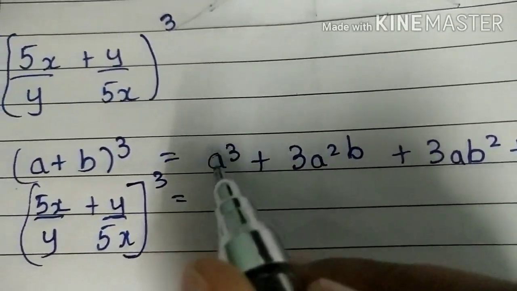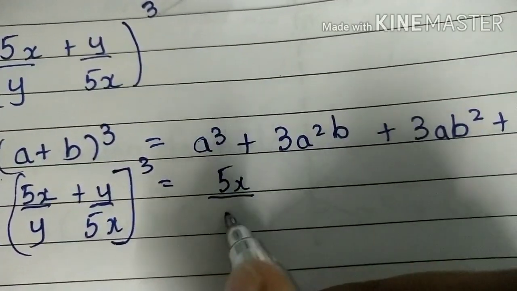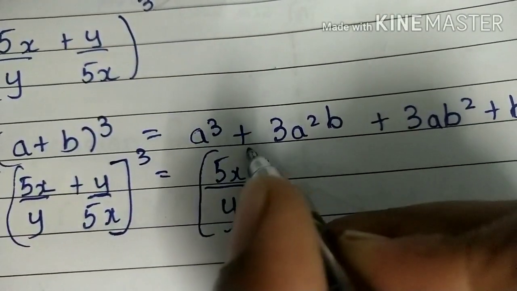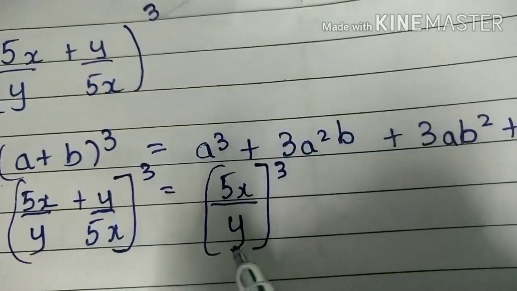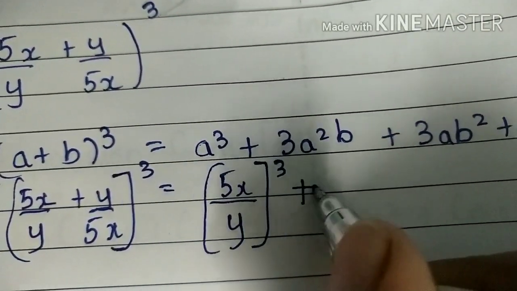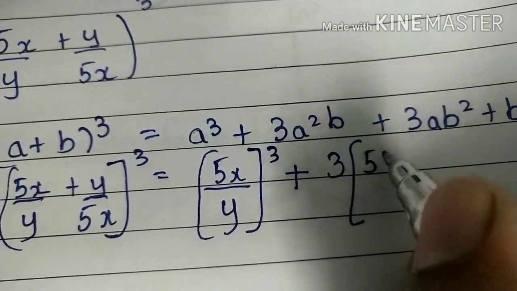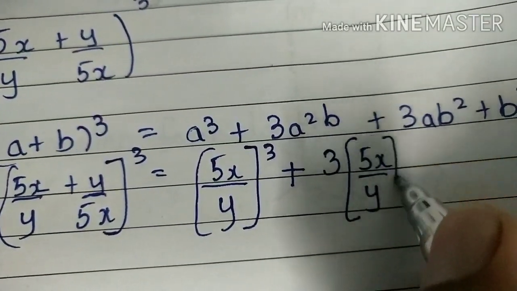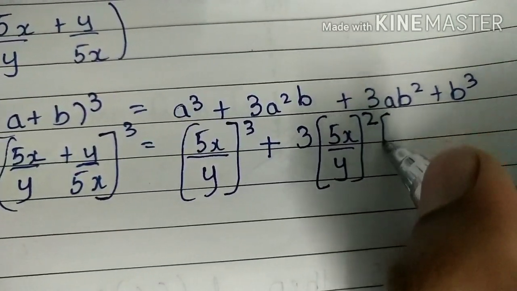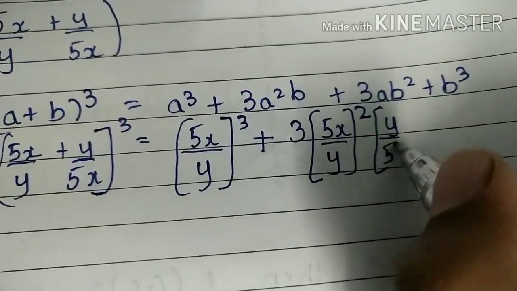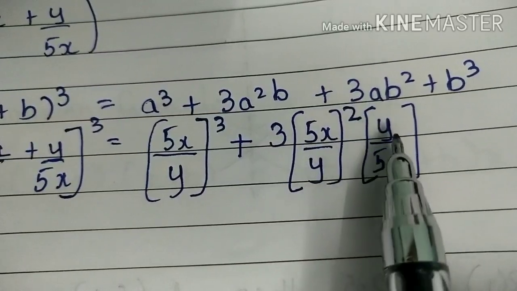First you have to substitute a cube. A is 5x upon y, so you will have to put the bracket as it's a fraction and show cube. So this is a cube, plus 3a square. So again I'll put the bracket. A is 5x upon y and a's square we need, whereas b is y upon 5x. Okay, so that is your 3a square b.